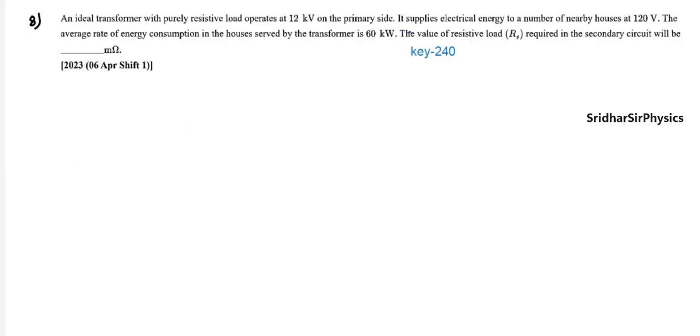Here is a transformer question. An ideal transformer with purely resistive load operates at 12 kilovolt on the primary side. It supplies electrical energy to a number of nearby houses at 120 volt. The average rate of energy consumption in the houses served by the transformer is 60 kilowatt. The value of load resistance, resistive load RS, required in the secondary circuit will be. Transformer.